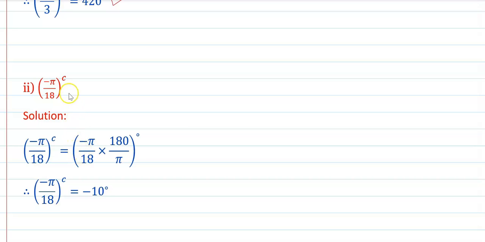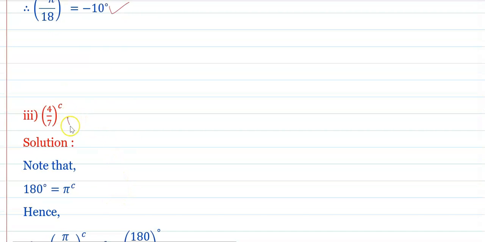Okay, next, minus pi upon 18 radian. Again, to convert this radian to the degree, we have to multiply by 180 upon pi. Again, this pi gets cancelled, and 18 ones are 18, 10s are 180. Therefore you will get minus 10 degree. In this way, all the problems are easy.